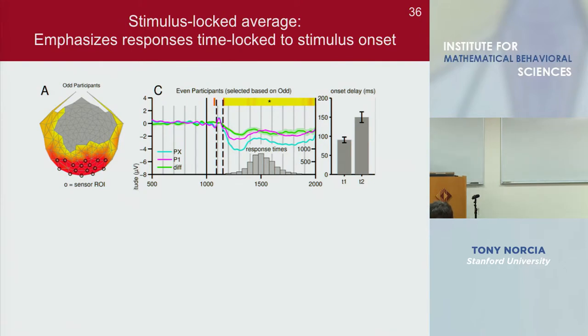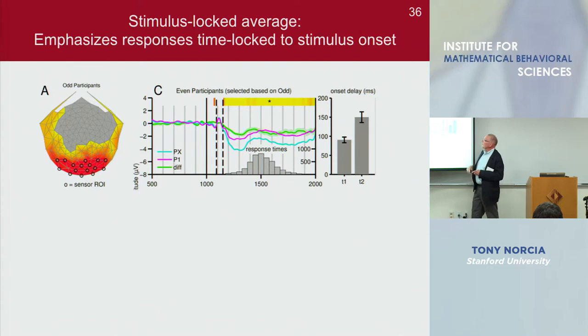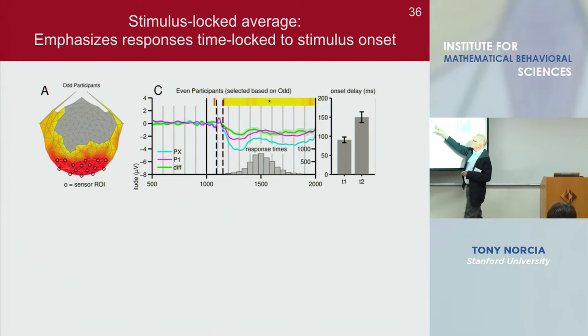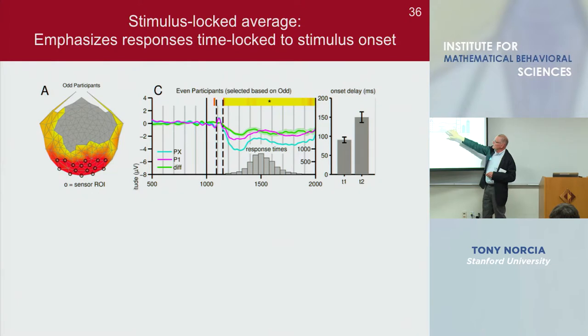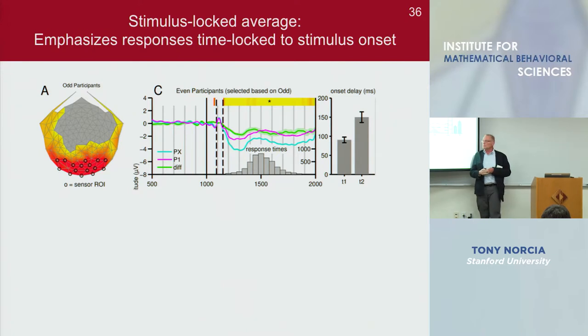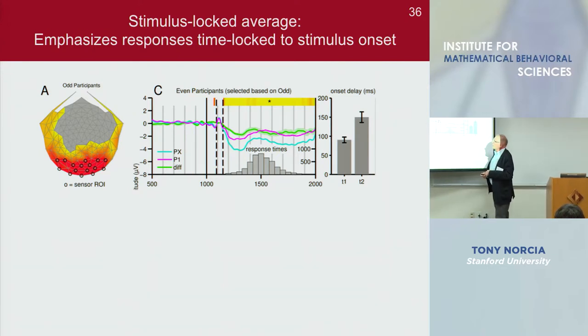If you look at voltage as a function of time, so 1,000 milliseconds is the time at which a new image comes on. It can come on and be a PX, which is a cyan curve, or it can come on and be a P1, which is a magenta curve. So very clearly, there's a large difference in response between the two. So PX has a bigger response than P1. And this will become important throughout the remainder of the talk.